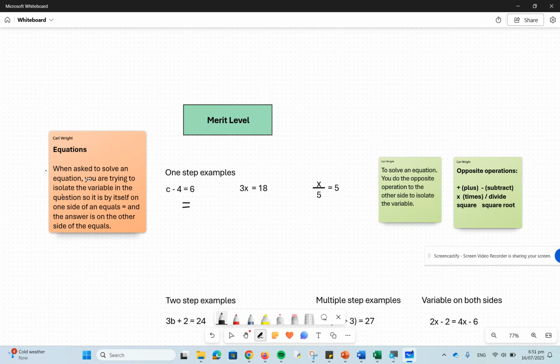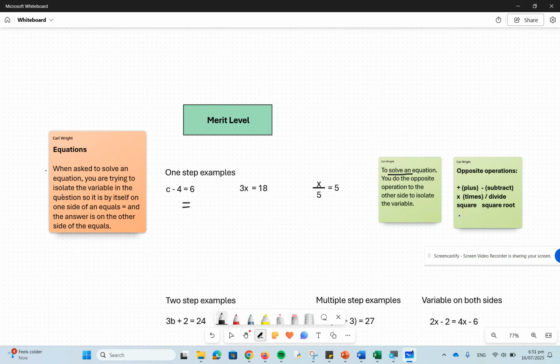Let's just read this. When asked to solve an equation, you are trying to isolate the variable in the question so it's by itself on one side of the equals, and the answer will be on the other side of the equals. To solve an equation, you do the opposite operation to the other side. What are the opposite operations we're talking about? If we have a plus, we do the opposite to the other side, which is a subtract. If we have a times, we do the opposite to the other side, which is a divide.